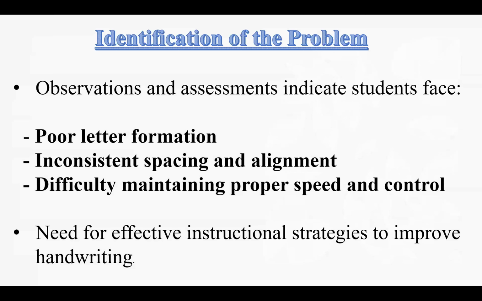Identification of the problem. Through observation and handwriting assessment, I found that many students face difficulties with poor letter formation, inconsistent spacing and alignment, and finally, difficulty maintaining proper speed and control. First one, poor letter formation. Here, letters are often unclear, inconsistent in size, or incorrectly shaped. The other one is inconsistent spacing and alignment. Words may be too close or too far apart, and letters may not stay properly aligned on the line.